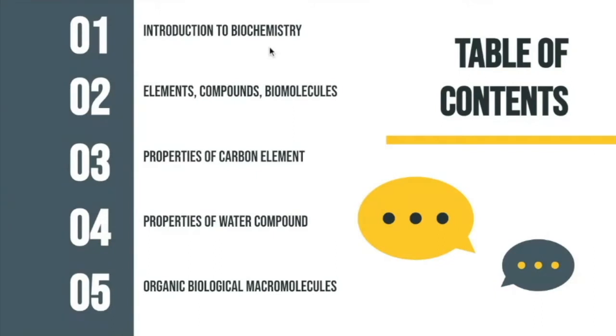The first one is the introduction to biochemistry, and we are going to learn about the elements, compounds, and different biomolecules. One of the important elements that make up the human body is carbon. You will learn about carbon, and also an example of a compound, which is water, its properties and its importance. And lastly, we will cover two different types of organic biological macromolecules.